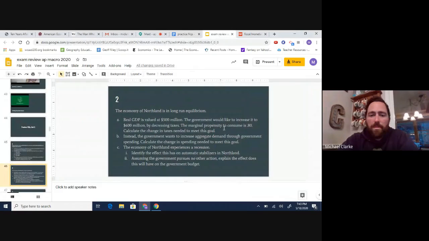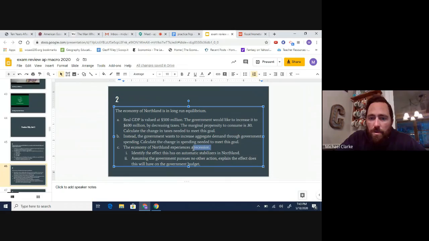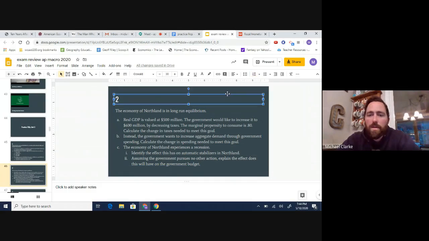Lastly, part C, the economy of Northland experiences a recession. Here's your key word there for part C, recession, right? Identify the effect this has on automatic stabilizers in Northland, and then, assuming the government pursues no other action, explain the effect this will have on the government budget. All right, so part 1 of C. Understand that automatic stabilizers don't require any government action.